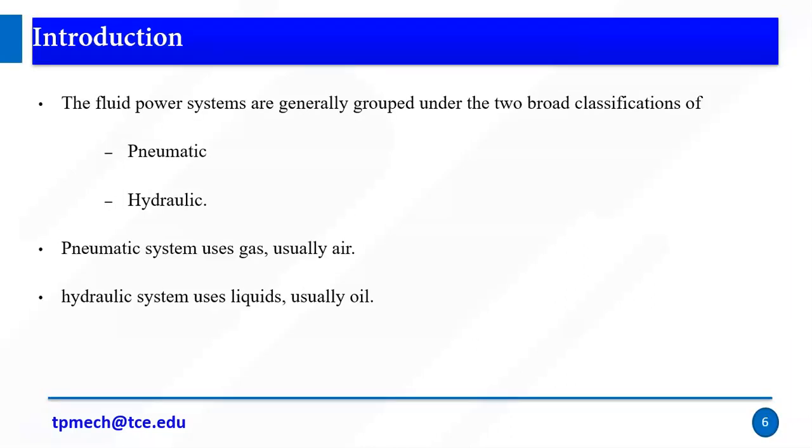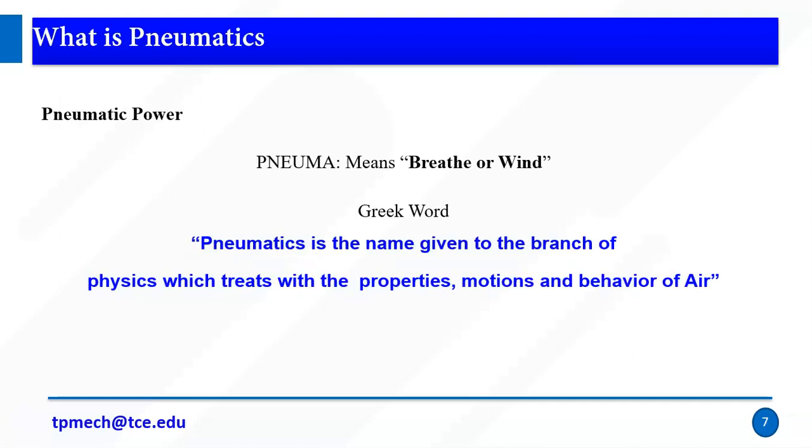Fluid power systems are generally grouped under 2 broad categories: pneumatics as well as hydraulics. A pneumatic system uses gas, which usually means the medium is air. A hydraulic system uses liquid, and the medium is oil. Right, so what is pneumatics?